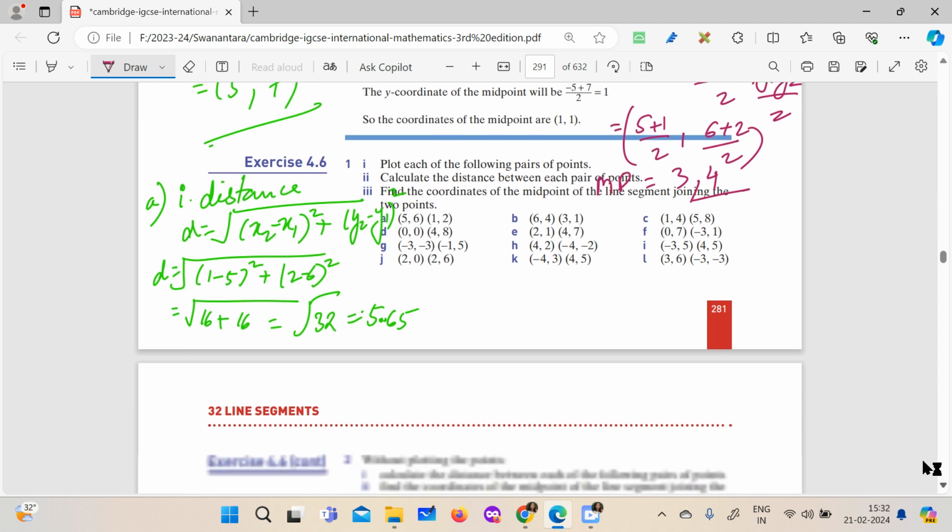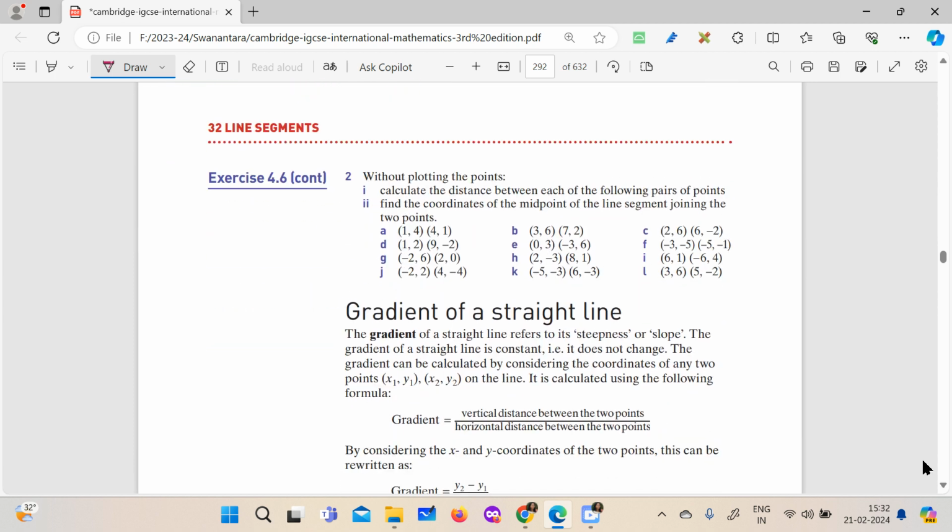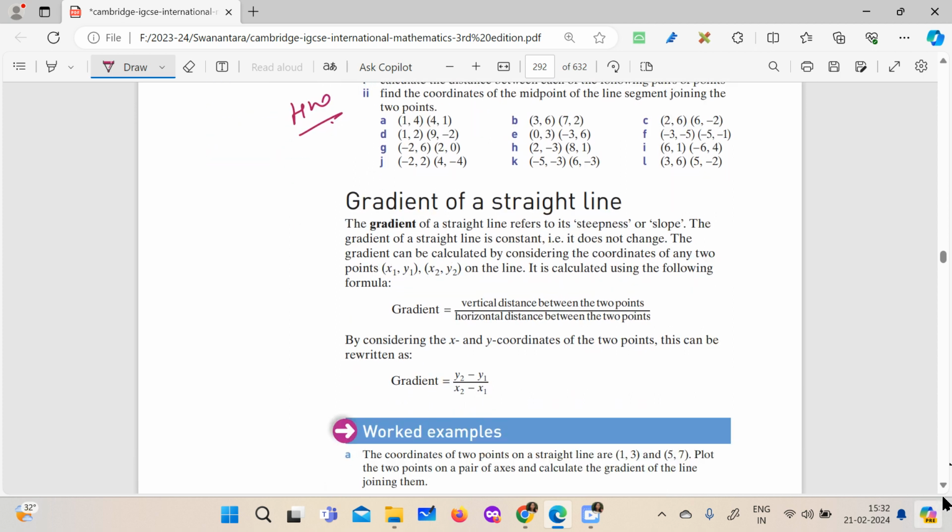It's clear. Okay, good. Let's go to the next exercise. This is similar questions. Calculate the distance between each of the following pairs of points and find the coordinates of the midpoint. You can take this question as homework, do it and mail me your homework. So the next topic is gradient of a straight line.